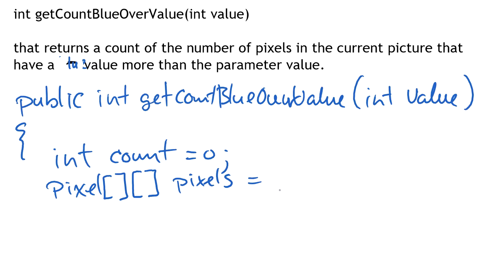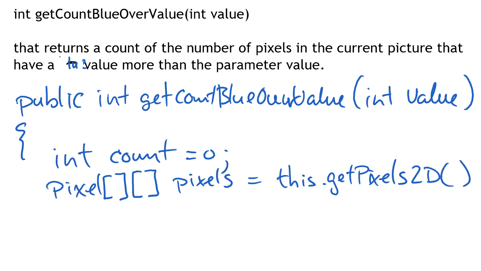Actually, I believe it's part of the SimplePicture class, but the Picture class extends it so we have access to it. So to make it clear, I'm going to say this.getPixels2D, and I believe that was plural, getPixels2D, and that's a method call. What it does is it basically just grabs all the pixels in the image and sets them up in a two-dimensional array with rows and columns.